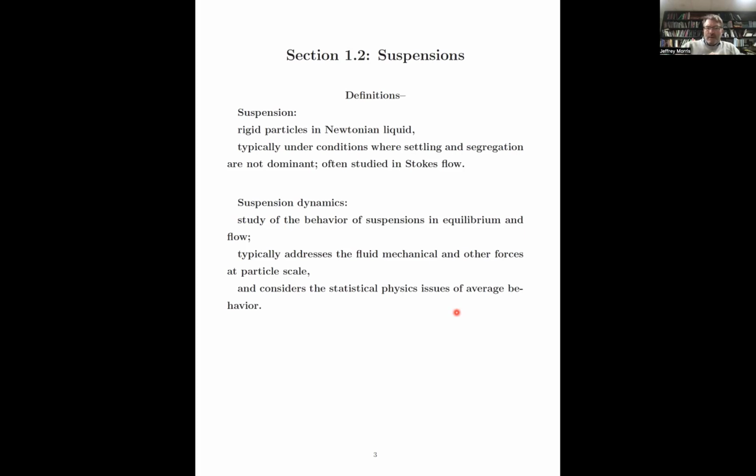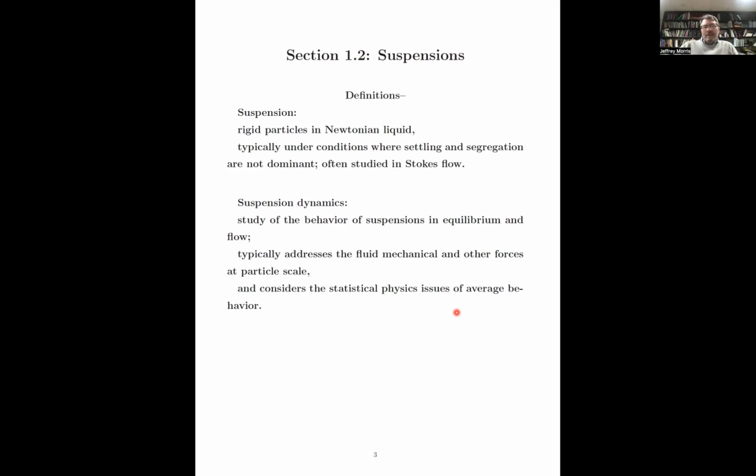Suspension dynamics, what I mean by this is trying to understand the behavior of suspensions both in equilibrium and under flow. So equilibrium, when we talk about real thermodynamic equilibrium, that means that you're actually asking the question for systems which have a thermal motion or a Brownian motion. And colloidal dispersions have this, and that's an important feature, but I'm really not going to talk about it much today at all.